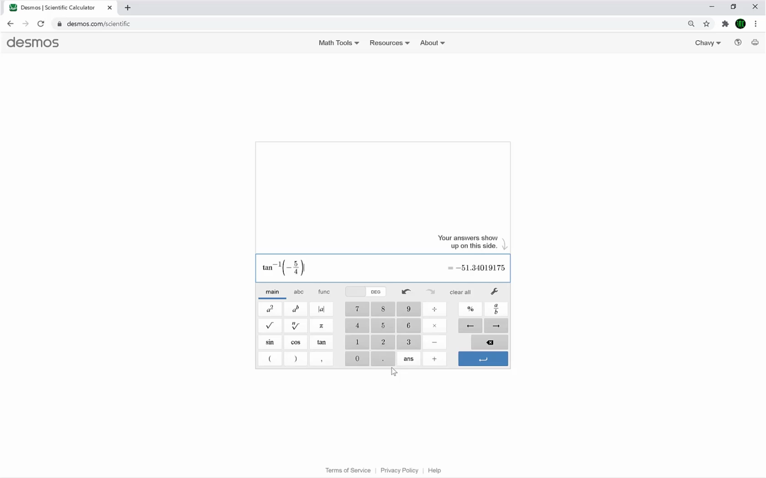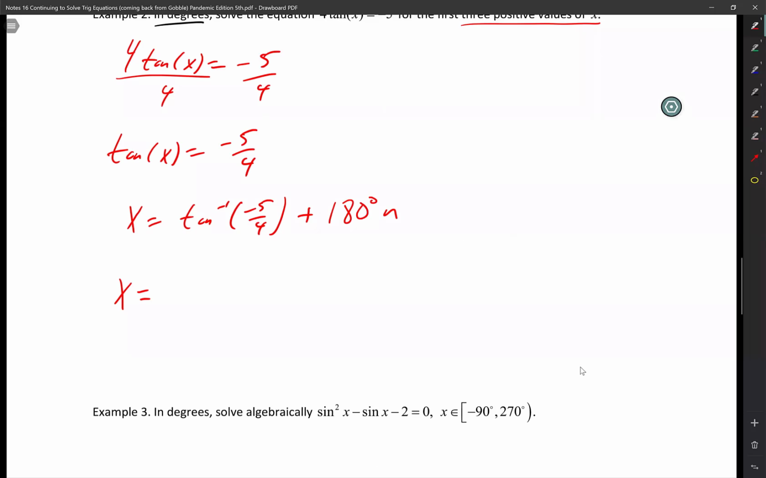And now I'm just going to add 180 to it. So first let me write my general equation. So here's my general equation, guys. Hopefully I remember that number. Negative 51 point what? 340. Put a degree symbol, guys, because that is a degree.